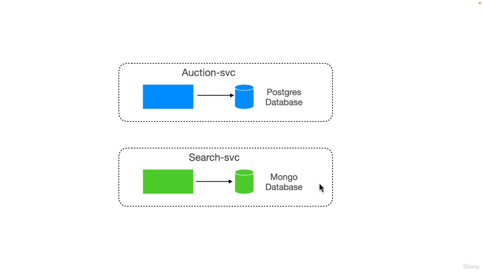So if we take a look at where we're going to be at the end of this section, we're going to have our auction service, of course, that's still going to be up and running. And in fact, we're going to pretend that the auction service does not exist, because we should not need that to develop our search service.